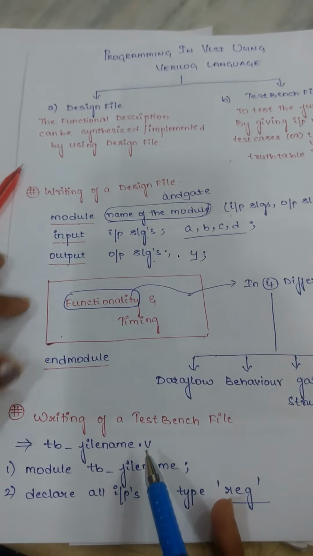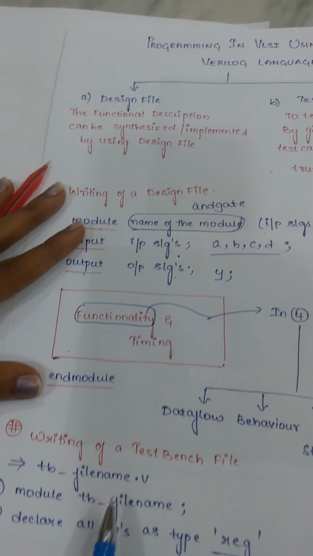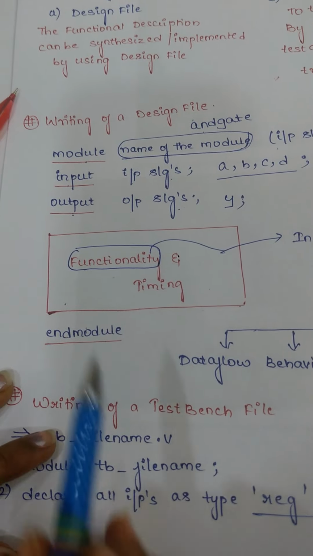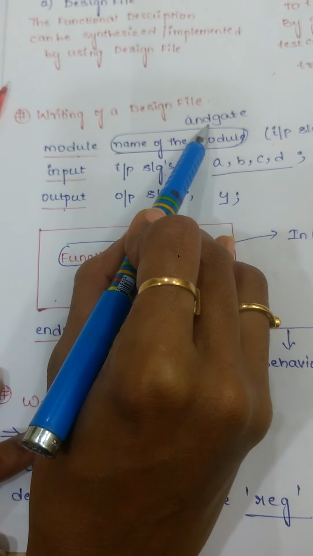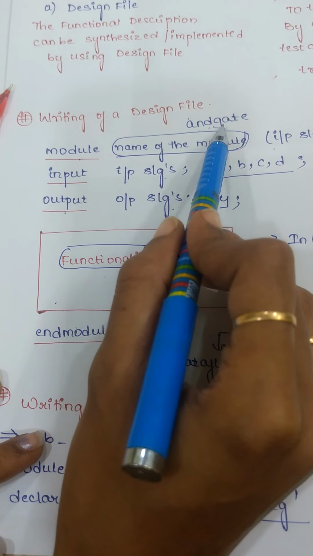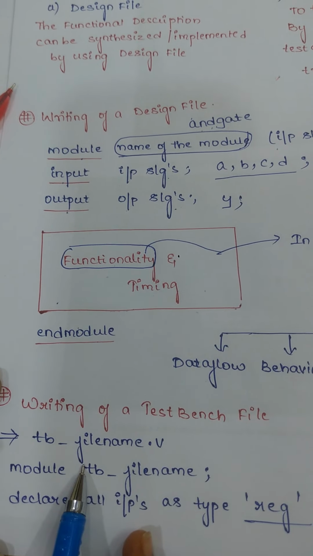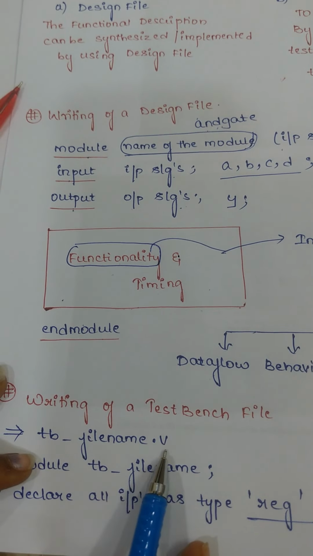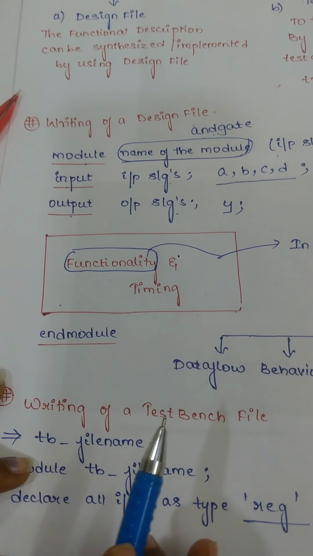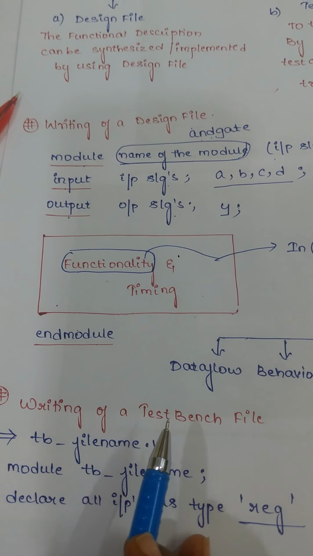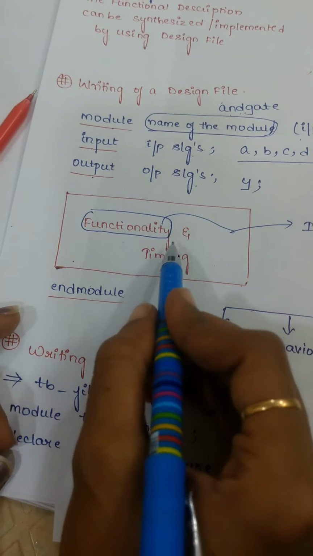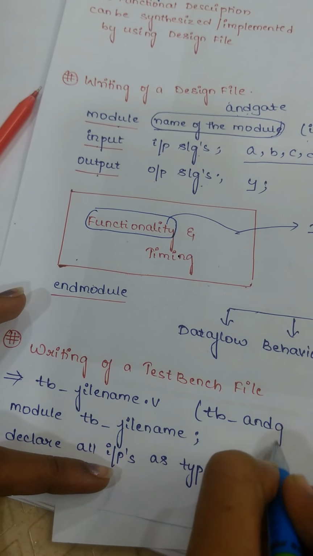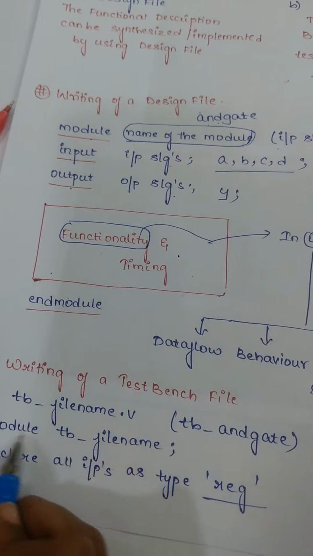Now next we will go with the test bench file. If you want to write a test bench file, you have some rules. Another thing you have to remember is that whatever name you use here, the same name should be used for your test bench file also. So tb underscore file name .v. .v is the extension of a Verilog file, just like .c is used in C language. Here I used AND gate, so I will write tb underscore AND gate. Okay, that is the first rule.